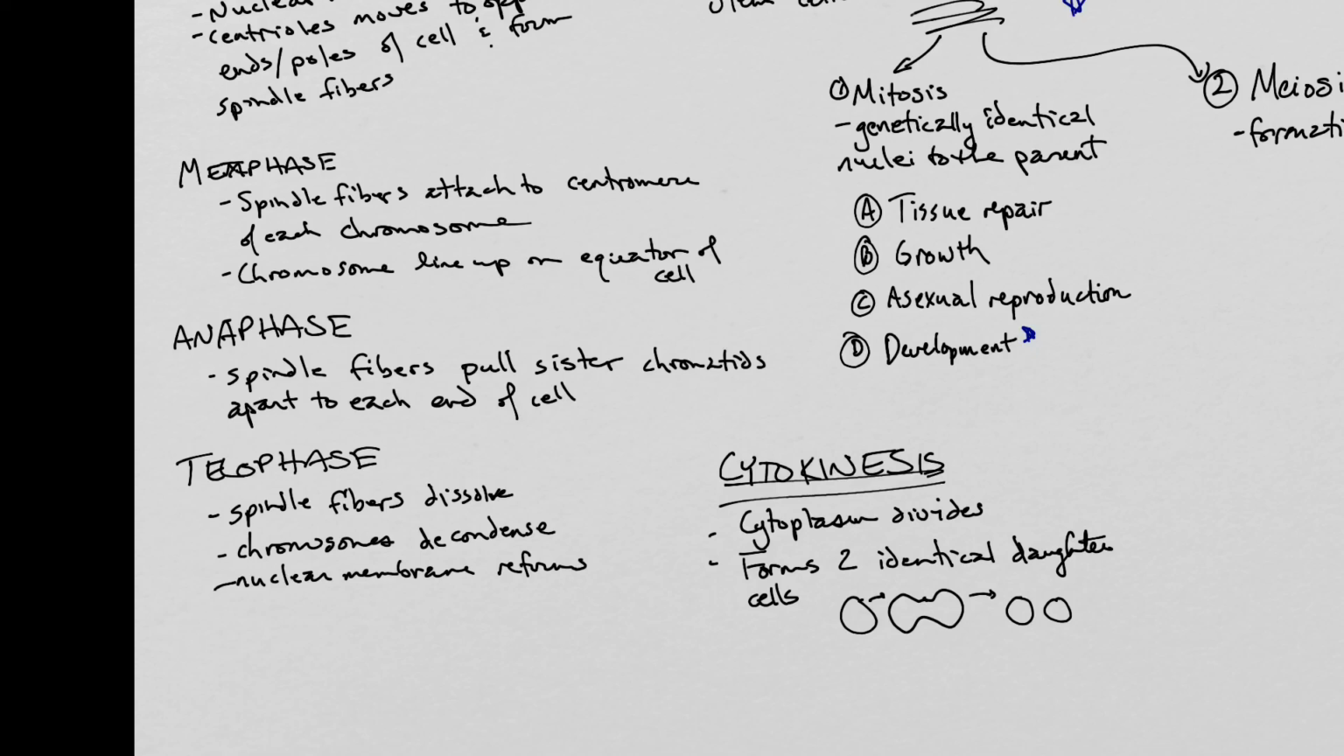Now, this is in animal cells. In plant cells, it's a little bit different. In plant cells, what happens is that the plant cell literally builds a wall in between the two cells. So here's the cell, and then you start to see this wall forming right down here, and then finally you end up with two separate cells, because a plant cell, which is surrounded by that hard cell wall, can't really divide that easily.